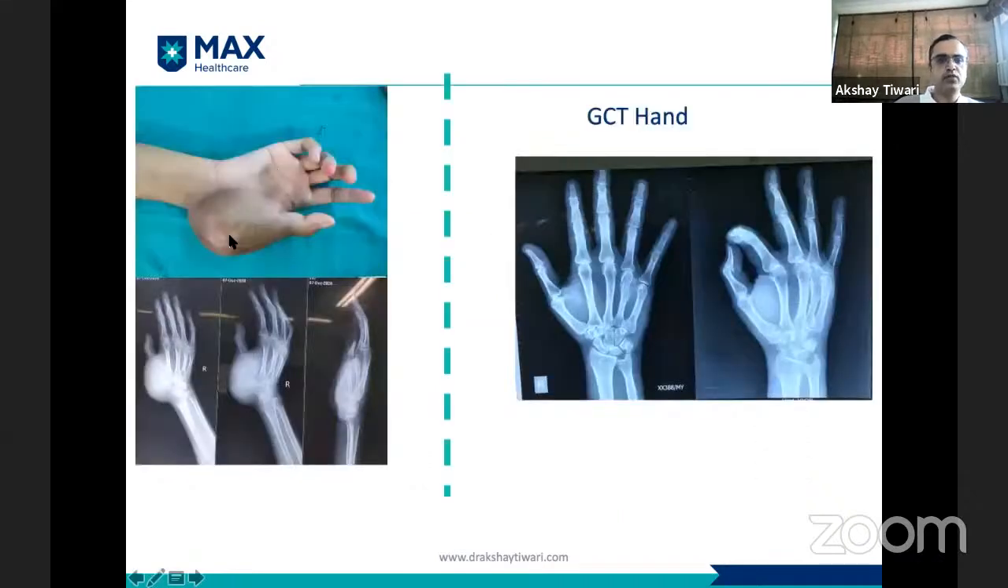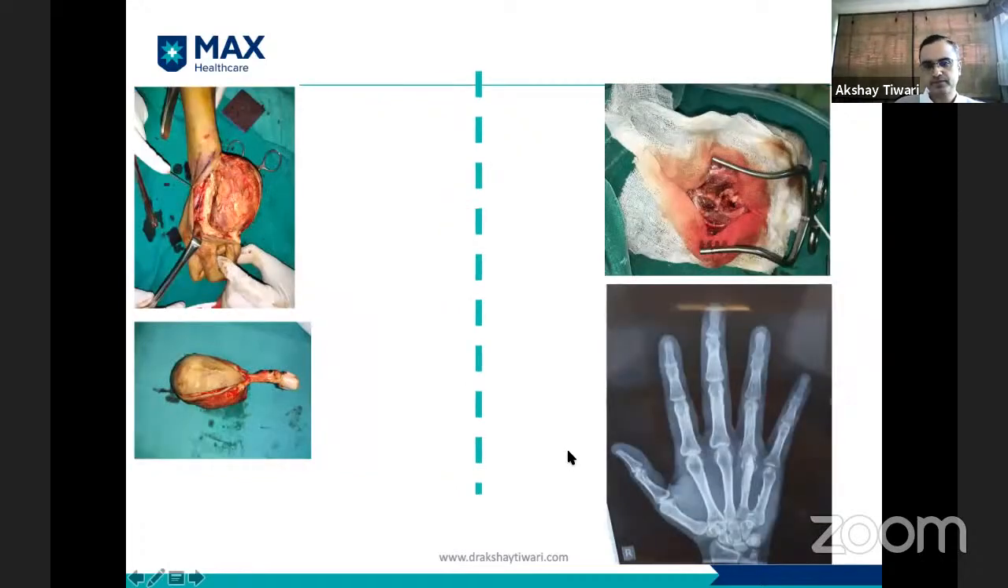A case in point is this multiply recurrent GCT of the hand, where the patient, after counseling, chose to have a ray amputation, and the one on the right was a Campanacci stage 2 where the patient did well with curettage and bone grafting.